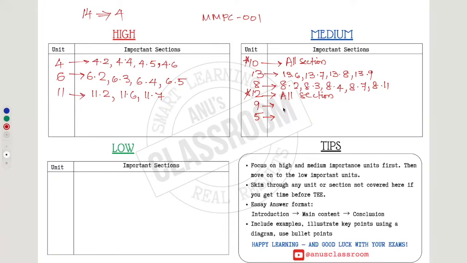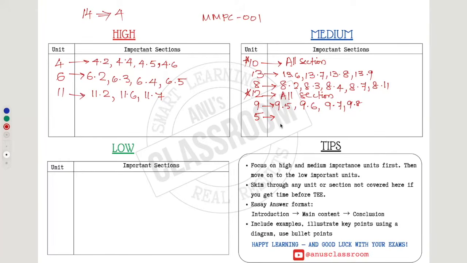Unit number 9, decision making, block number 3. Questions have come from most of the sections. If you have time, definitely focus on everything. If you don't have, then focus on 9.5, 9.6, 9.7, and 9.8. At least these many sections from unit 9 you should focus on.